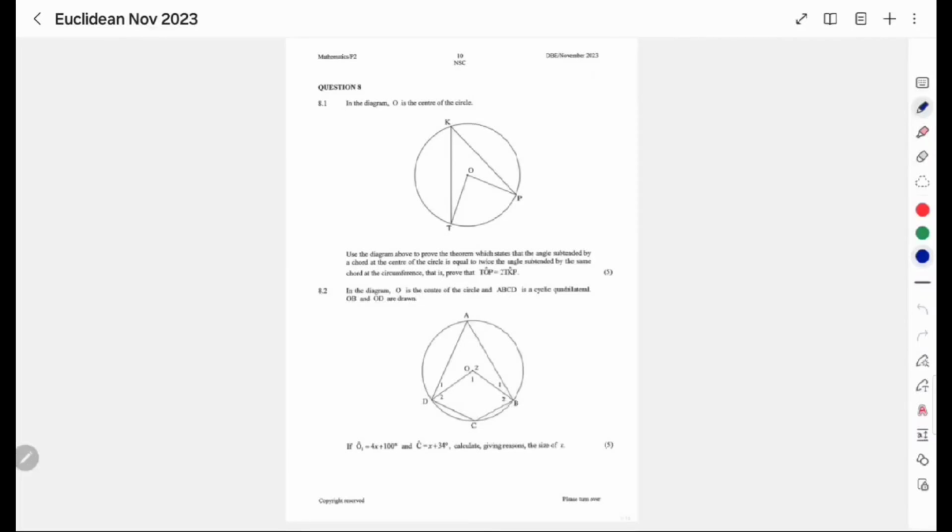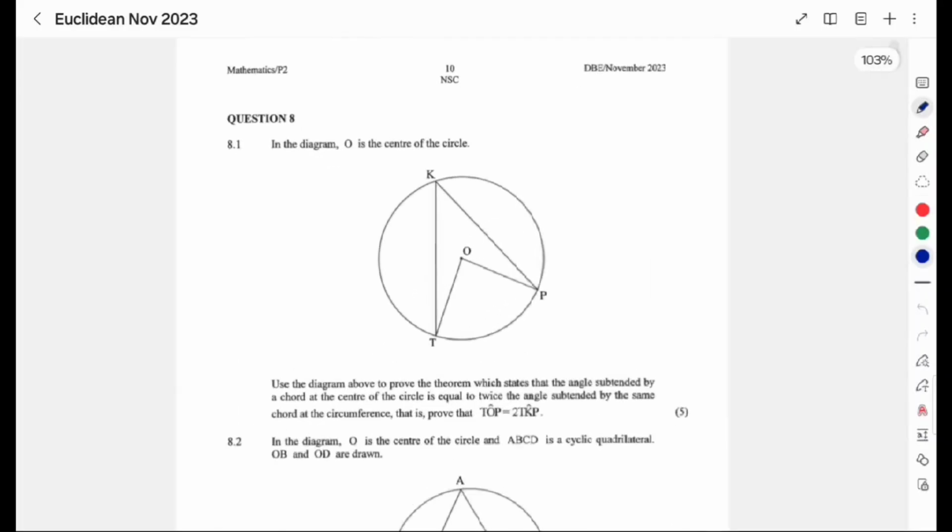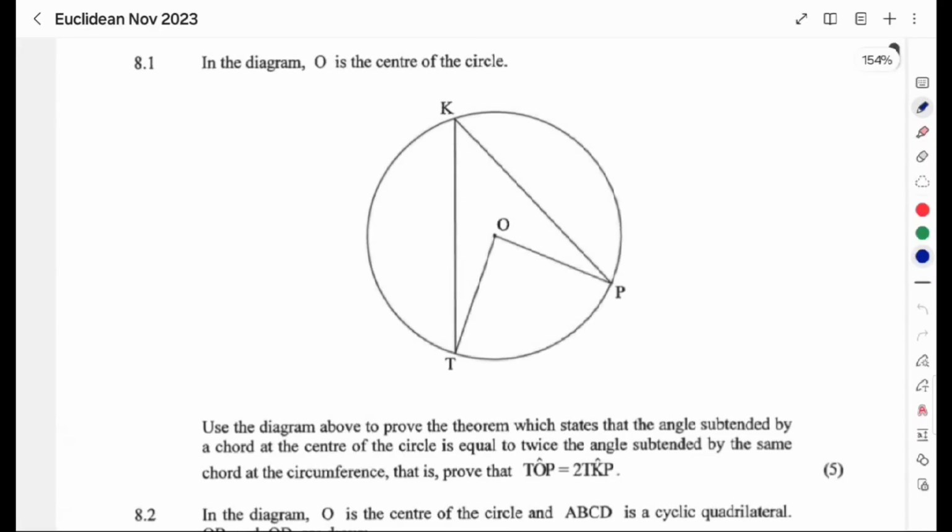We have Euclidean geometry from a November 2023 exam paper. So please take note that there are 3 Euclidean geometry questions within this paper. Question 8, question 9, and question 10. So let us get started with question 8.